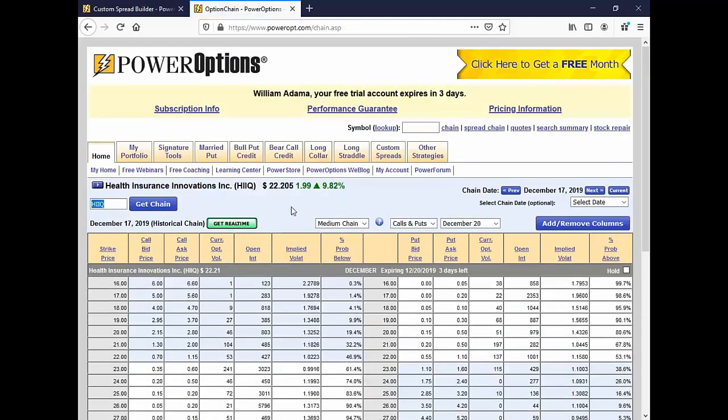All right, 22.20, close enough. And it was running up in that day. Didn't quite breach 22.50, but that's okay.